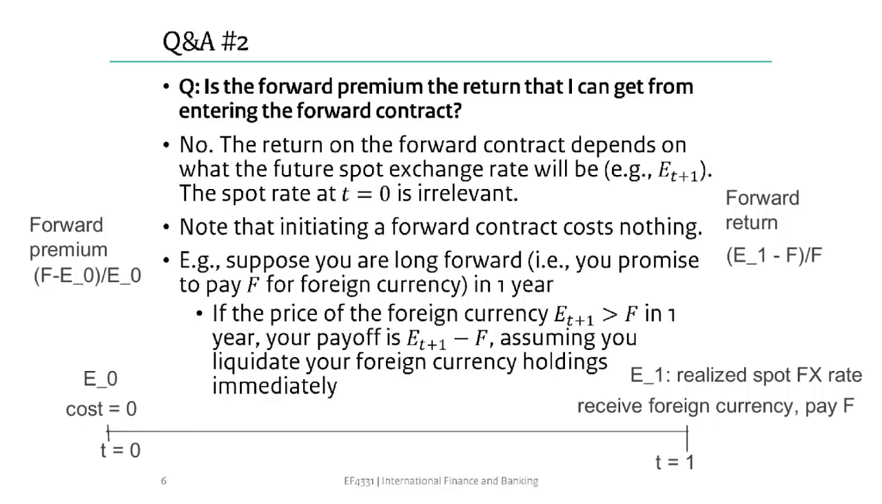A return is therefore calculated if I decide to sell immediately the foreign currency I receive. That's where this E1 comes in. So the forward return, as you can see, is very different from the forward premium.